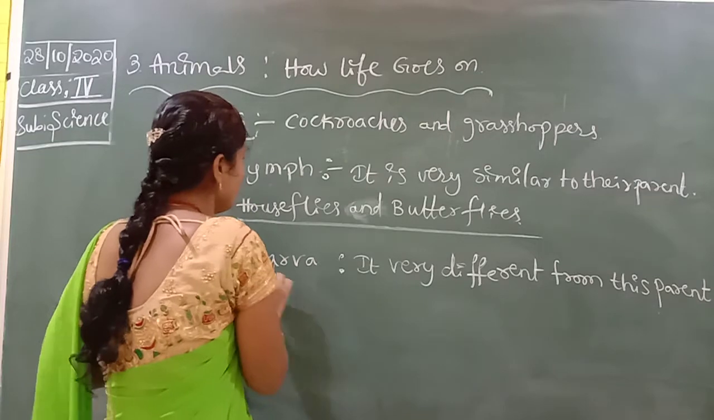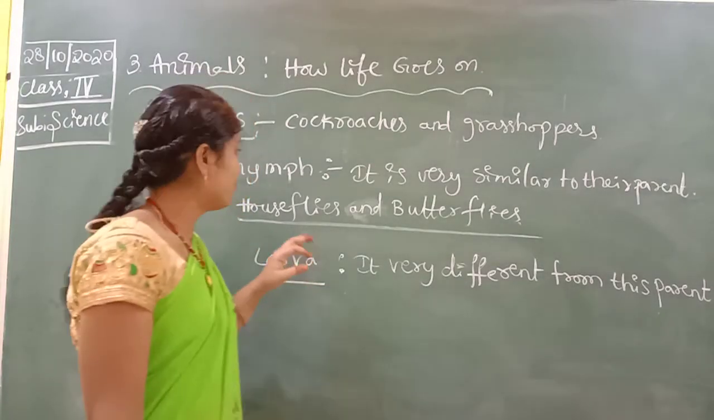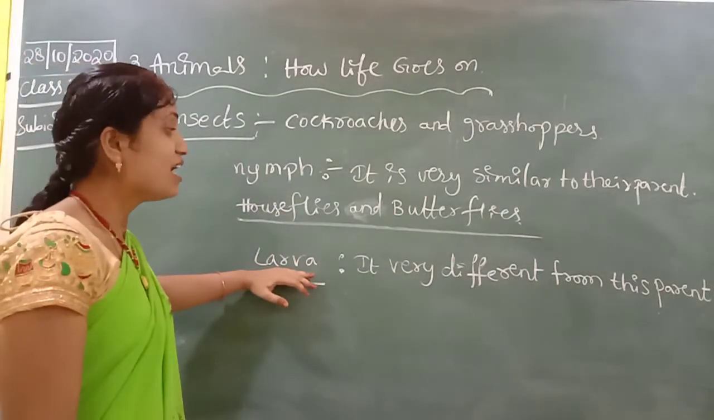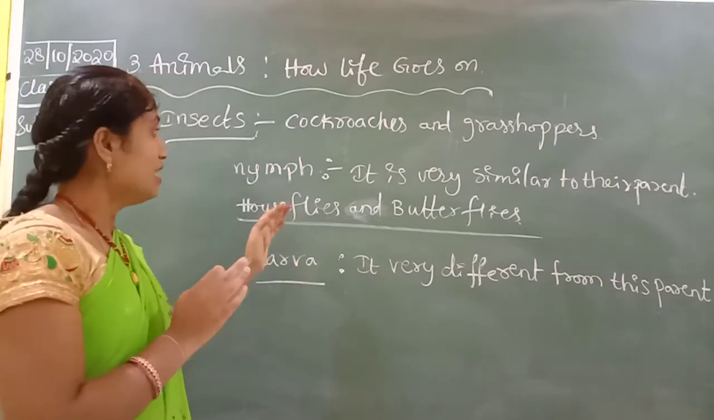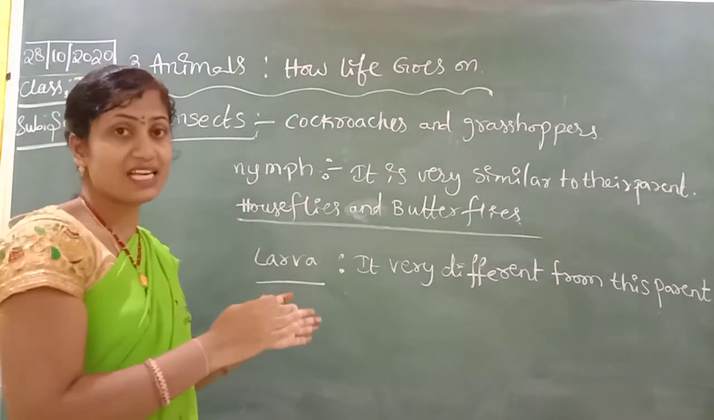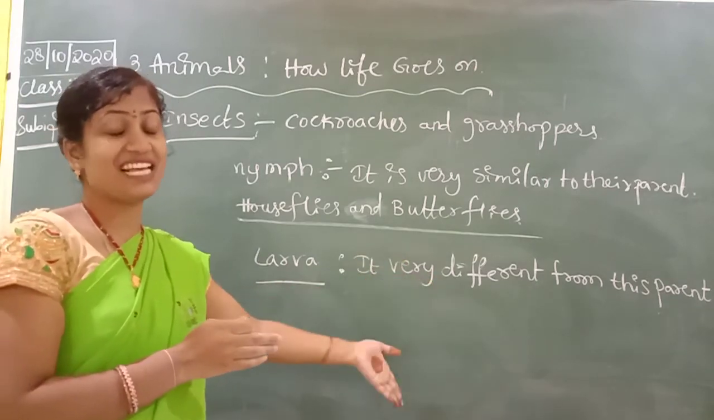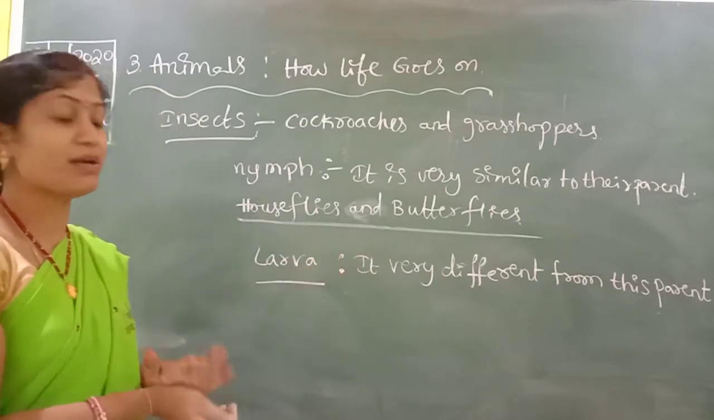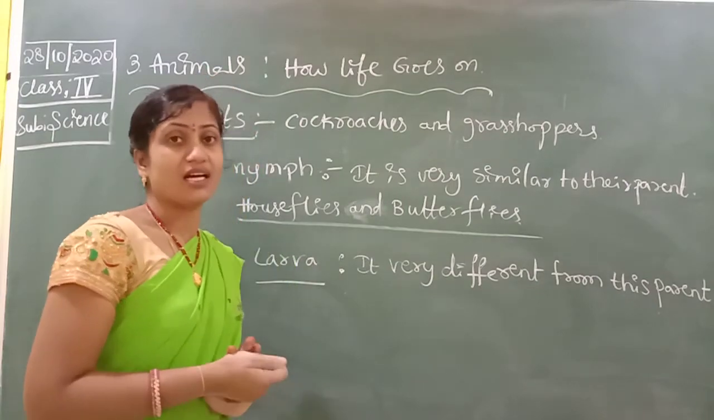Okay, so a larva is the small baby of houseflies or butterflies. Here the larva is very different from its parent. A nymph means it is very similar to its parent, no? The cockroach in stage 2 and the adult cockroach in stage 3 look very similar. That is the mother, this is the baby. So here the larva is very different from its parent.